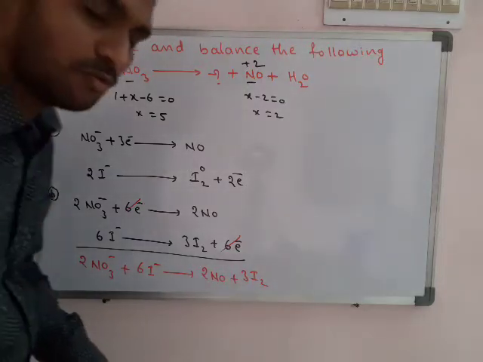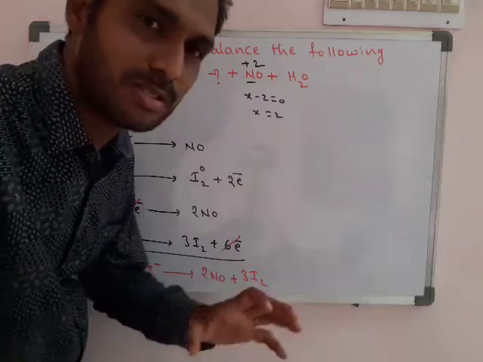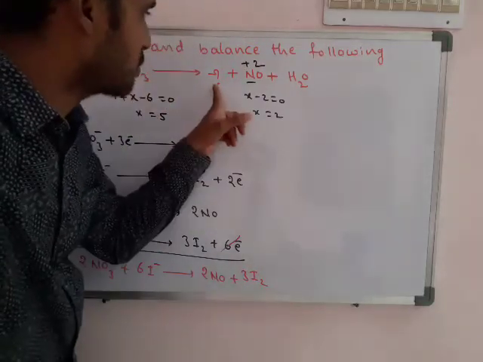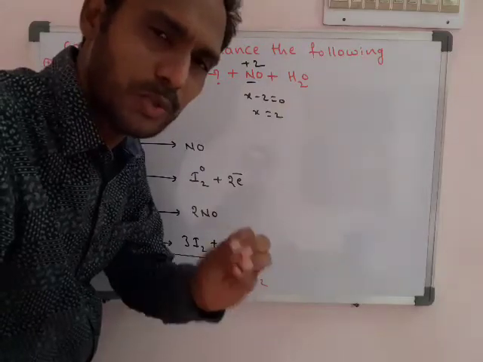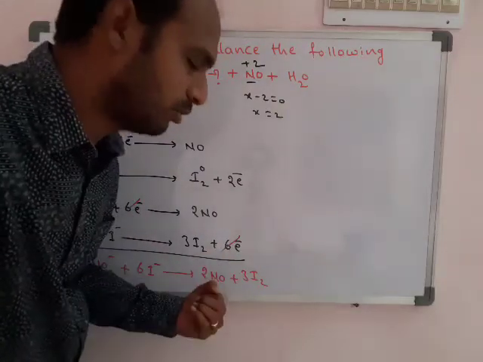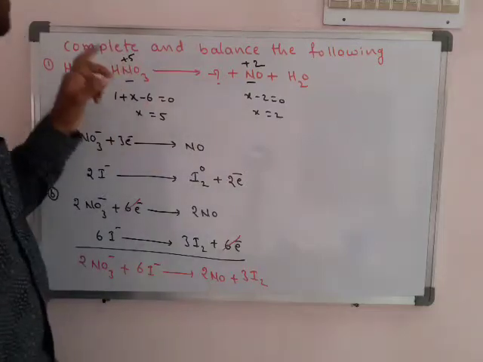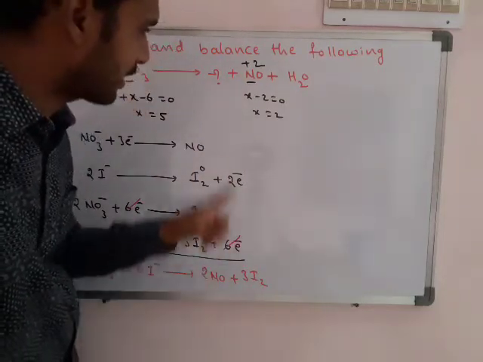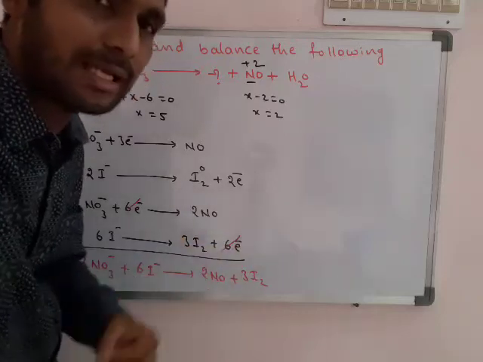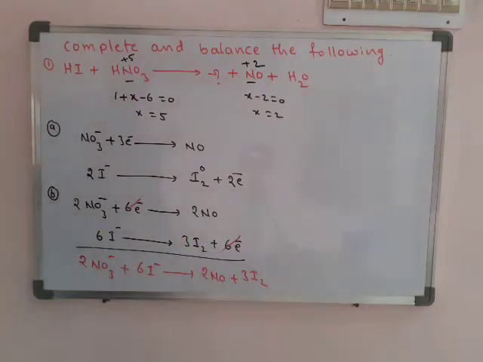Here we followed the oxidation number method. The component we guessed is iodine, so the identification is completed. Now what is the next step? The question says complete and balance the following reactions. We have the complete species, that is iodine, so next we have to balance it, following the oxidation number method and its rules.